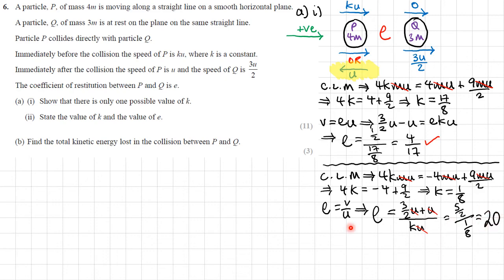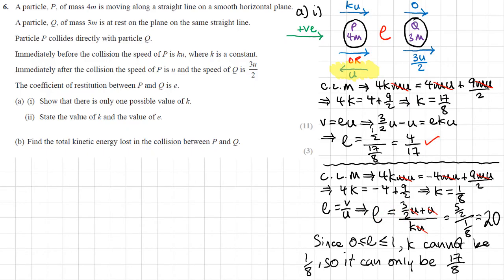Now we know this is not possible, as the value of e can only be between 0 and 1. So I'll just put here, since e can only take values between 0 and 1, including 0 and 1, k cannot be an eighth, because if it was, you get e equal to 20. So k can only be 17 over 8.